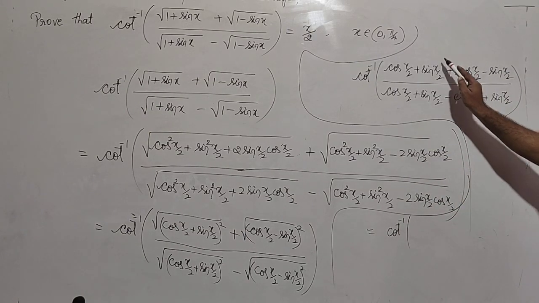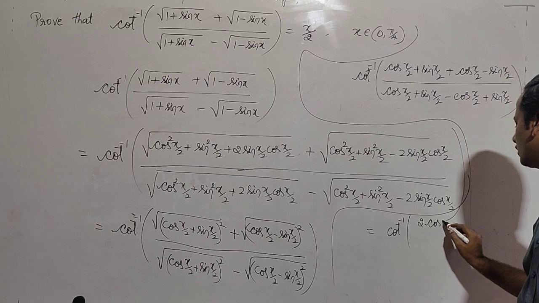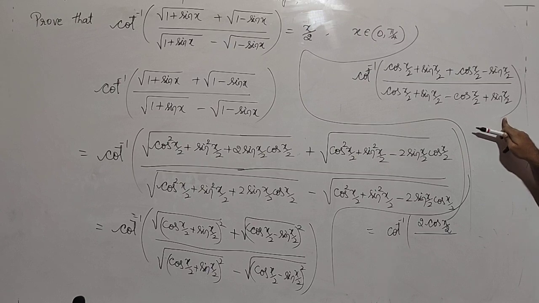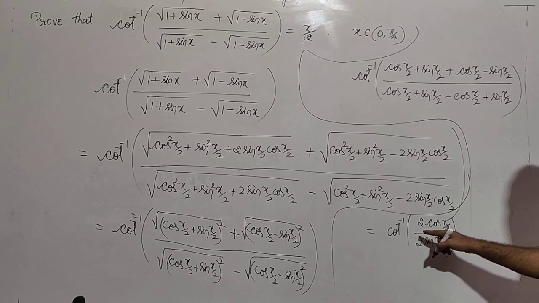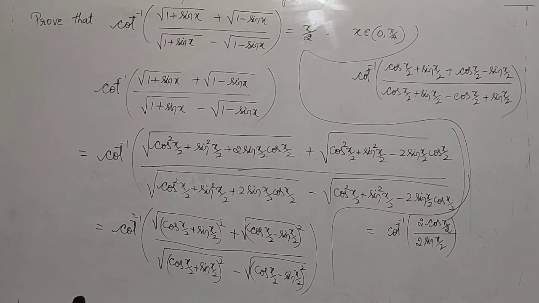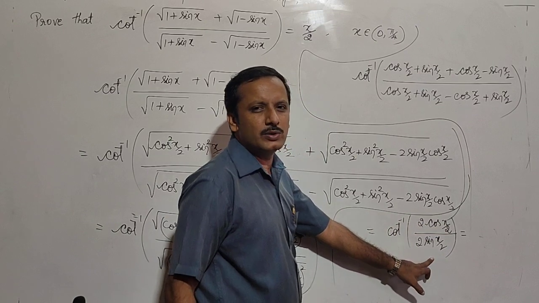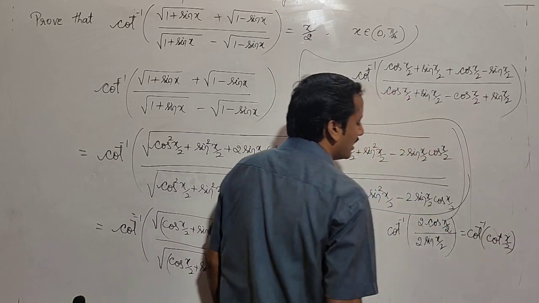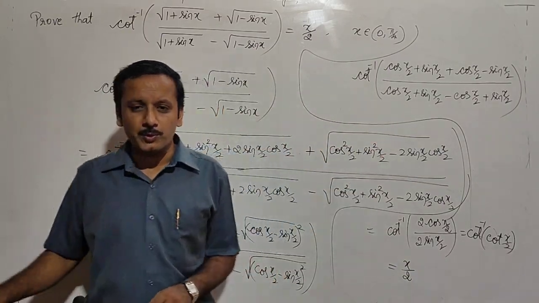Here, sin x/2 gets cancelled. Cos x/2 plus cos x/2 will become 2 cos x/2, divided by, in the denominator, cos x/2 gets cancelled. Sin x/2 plus sin x/2 will give us 2 sin x/2. Then 2 and 2 get cancelled. Cos x/2 divided by sin x/2 is cot x/2. So we have cot inverse of cot x/2, which is equal to x by 2. And that is what we wanted to prove.